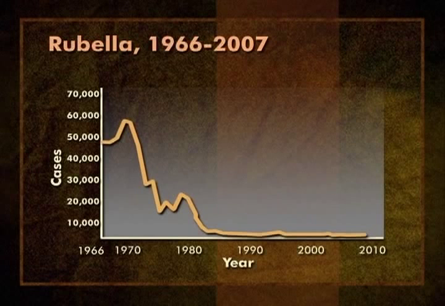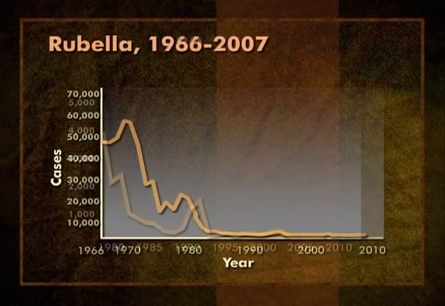This graph shows the number of rubella cases reported by year since 1966, when the disease became nationally reportable. That year, there were 47,000 cases and 12 deaths. Rubella peaked in 1969 with 58,000 cases and 29 rubella deaths. Following licensure of the first rubella vaccines, cases fell rapidly to 12,000 in 1979.